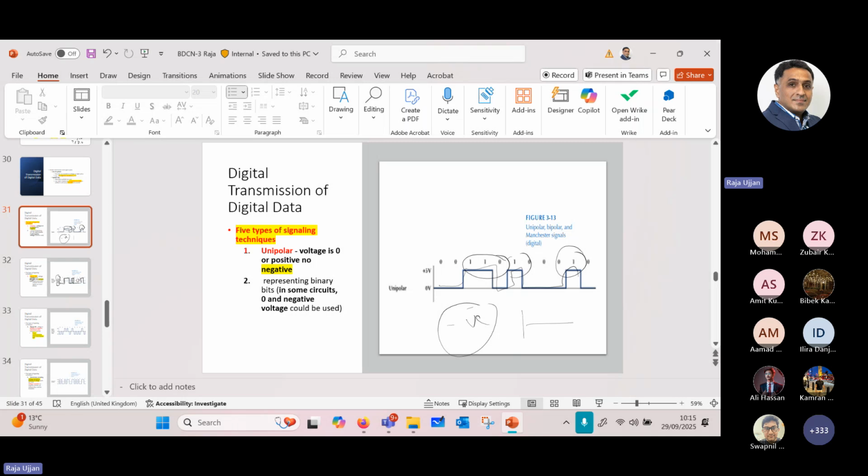But this is not the only case. You can use the negative side like this as well, but then they are not going to go positive. Either they do not go to negative, or they do not go to positive. So we say this is unipolar. They are just representations.